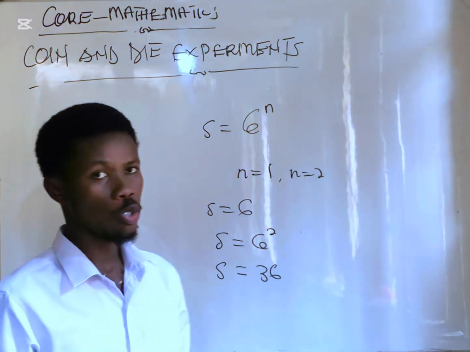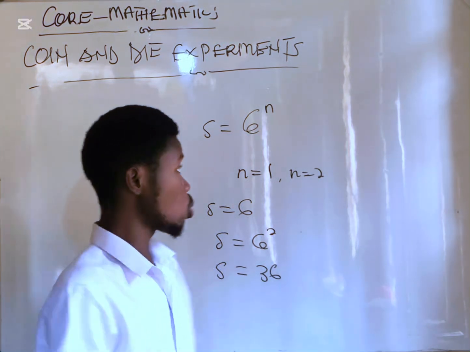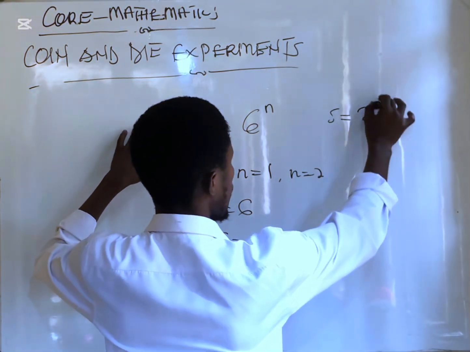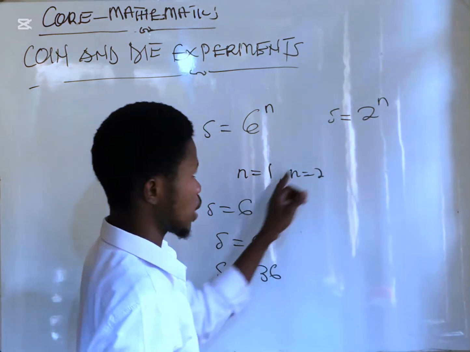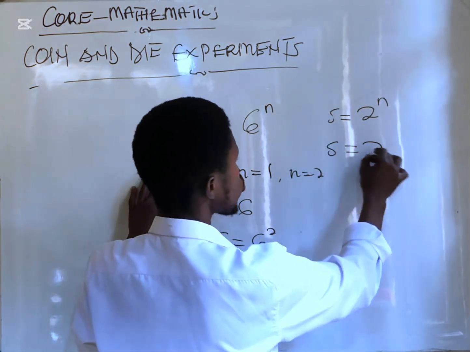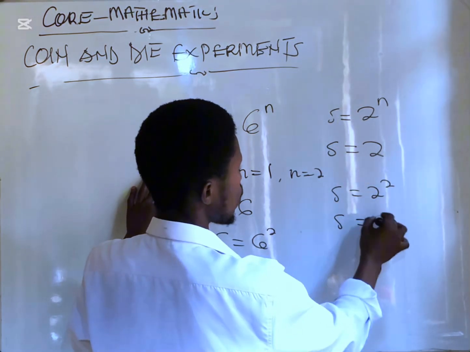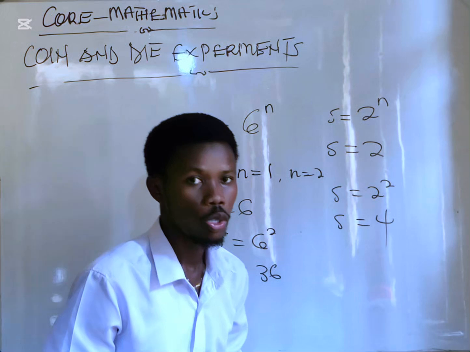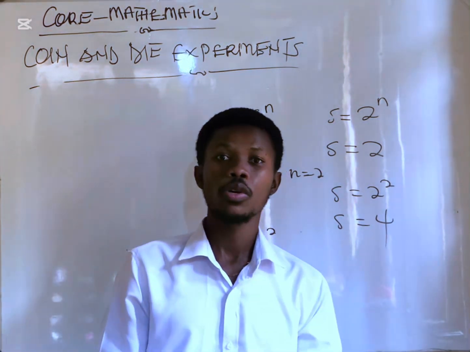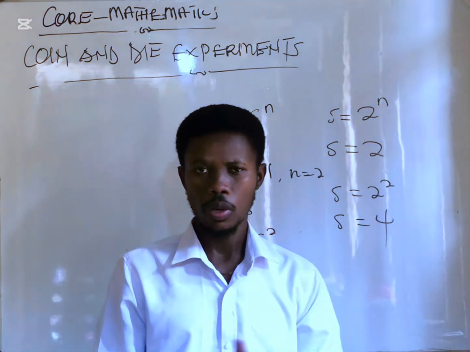The same thing applies to the coin. You know the coin has a head or a tail, 2 sides, right? So to get the sample space, the formula is 2 to the power n. When I toss it once, n is 1, so I get 2. When I toss it twice, I get 2 to the power 2, that will be 4. Is that okay? When I toss it 3 times, you get 2 to the power 3, which is 8. 4 times is 2 to the power 4, which is 16. Is that okay? So take note of that.